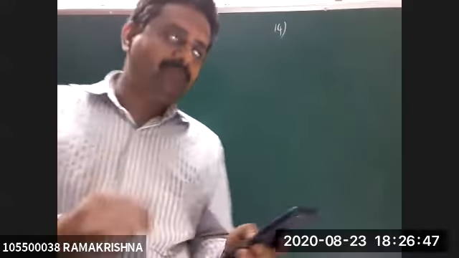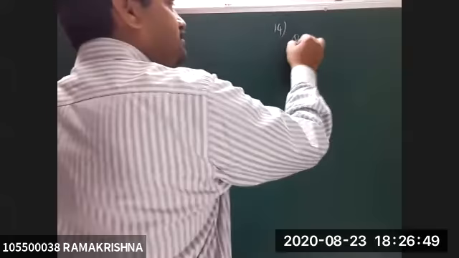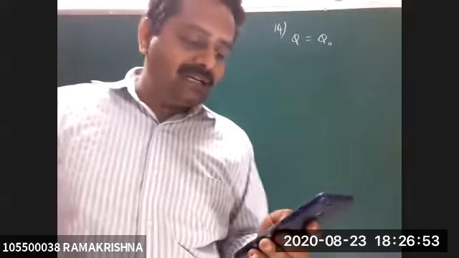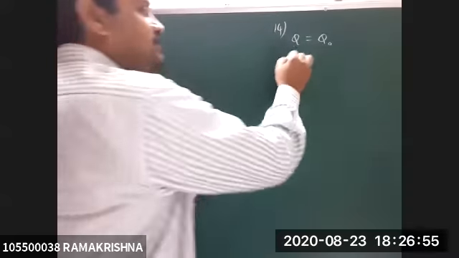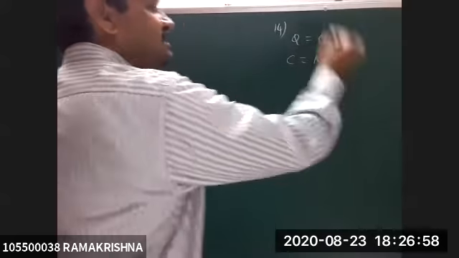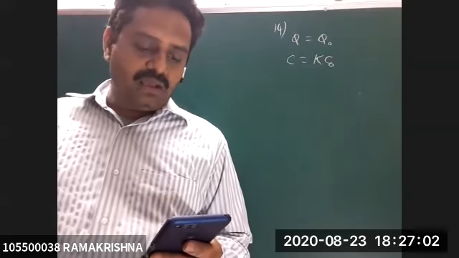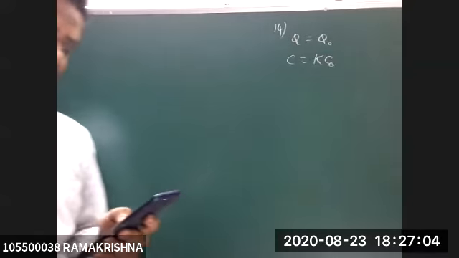Battery disconnected means charge remains constant. So Q is equal to Q naught, right? A dielectric plate is placed between the plates. What happened to the capacitance? It is K times the initial one, K times C naught, right? Now, what is the correct relation?